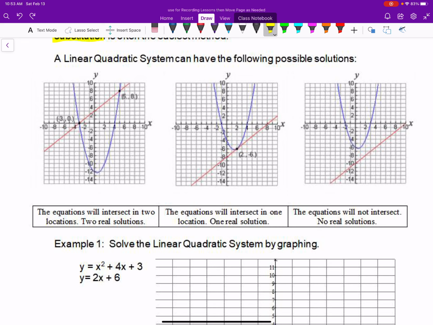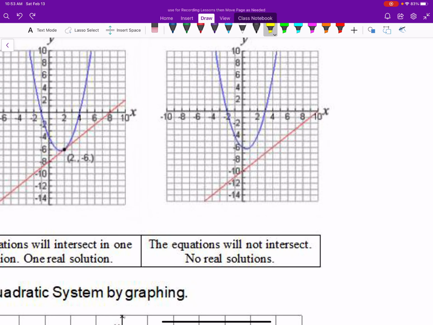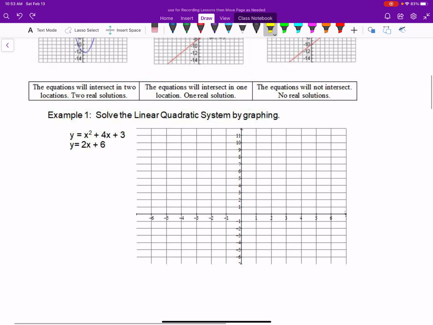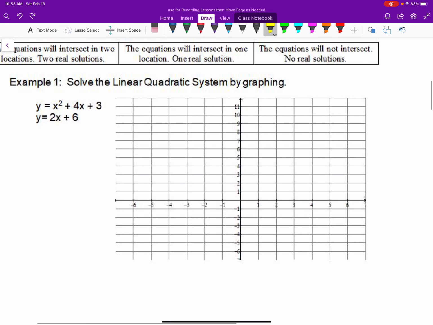And you can see the one on the right, they never cross. And if they don't cross, there's no way that there can be a solution, because again, the solution is the point or points that are on both the curve and the line. So there'd be no solutions for one like this. So let's just go through and do a couple of examples.